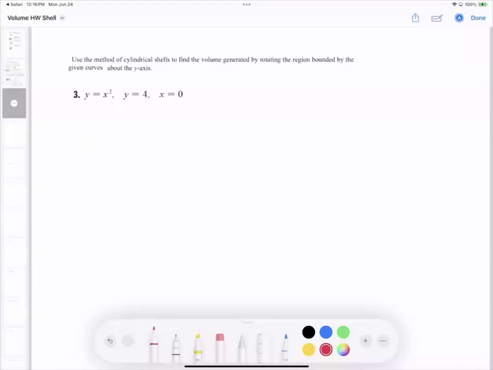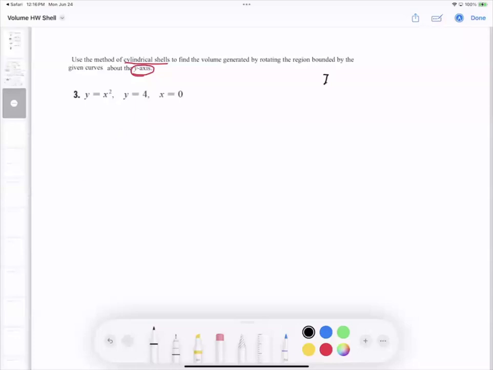In this question, we have the method of cylindrical shell to find a volume generated by the region bounded between these, and we're going to revolve it about the y-axis. You can try to visualize this guy. And you can find the intersection between them.